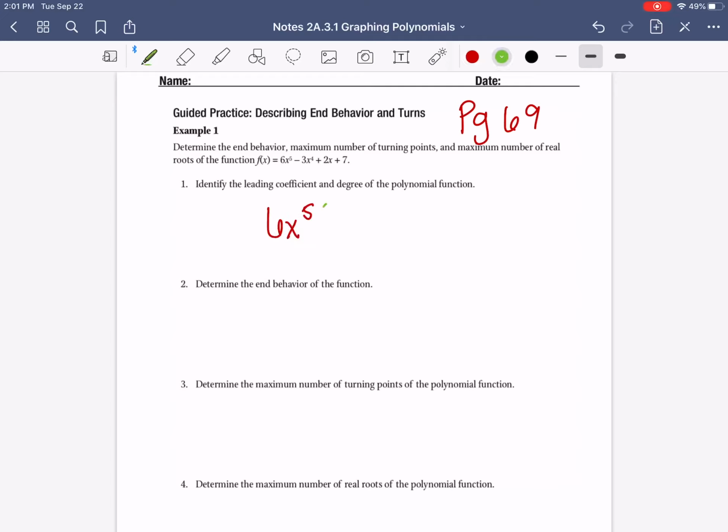For the degree, I don't care if it's positive or negative, I just care that it is odd. And then I look at my leading coefficient, and I don't care what number it is, I just care if it's positive or negative. So my degree is odd, my leading coefficient is positive. Okay, so odd degree, positive leading coefficient.